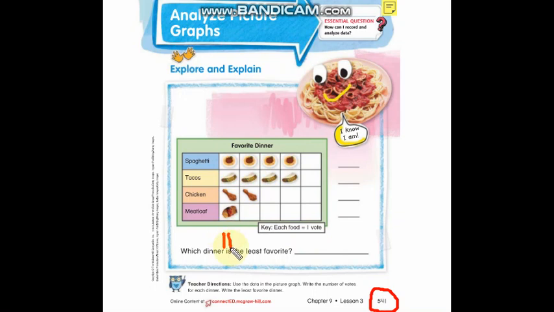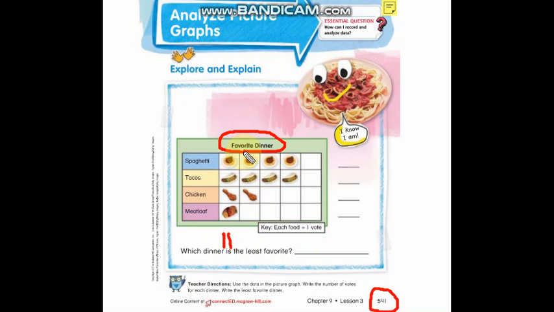And something else I forgot to ask you about. What does the graph show? It shows favorite dinner. Now listen carefully. Let's analyze the data. Let's carefully examine the data.